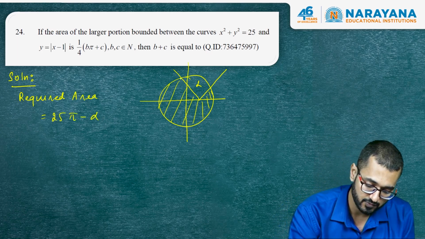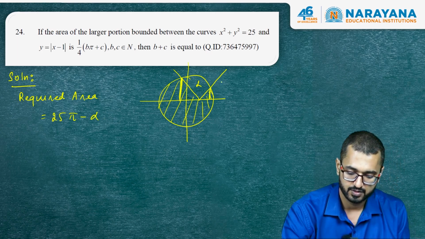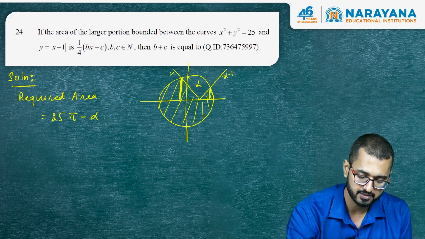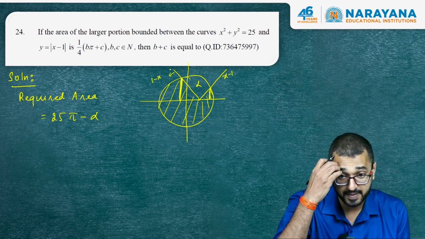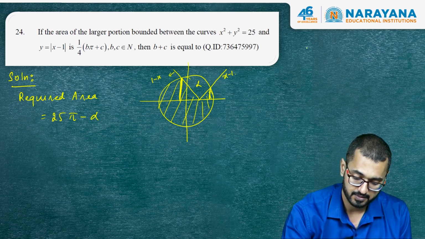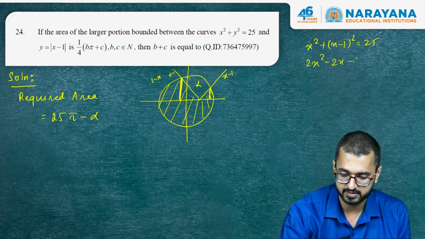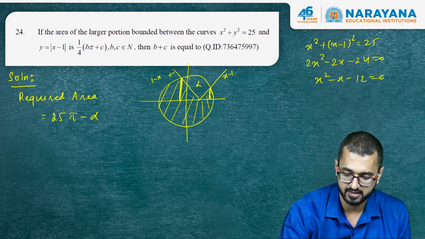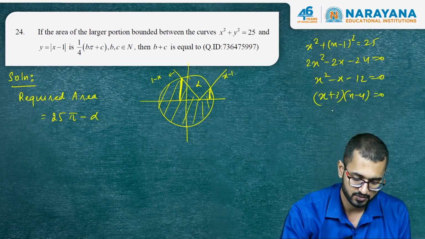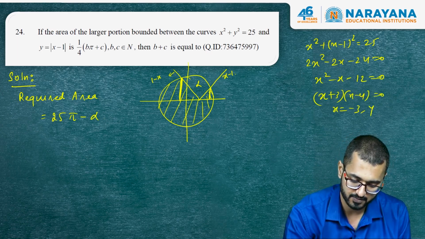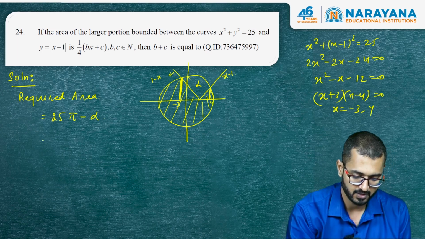So this alpha, if you watch carefully, we have to find this point of intersection and this point of intersection. This is my graph x minus 1 and this is 1 minus x. Solving with the circle, x square plus x minus 1 square equal to 25. So 2x square minus 2x minus 24 equal to 0, means x square minus x minus 12 equal to 0. So x plus 3 and x minus 4 equal to 0. So it will go from x equal to minus 3 to 4. This is minus 3, this is 4.